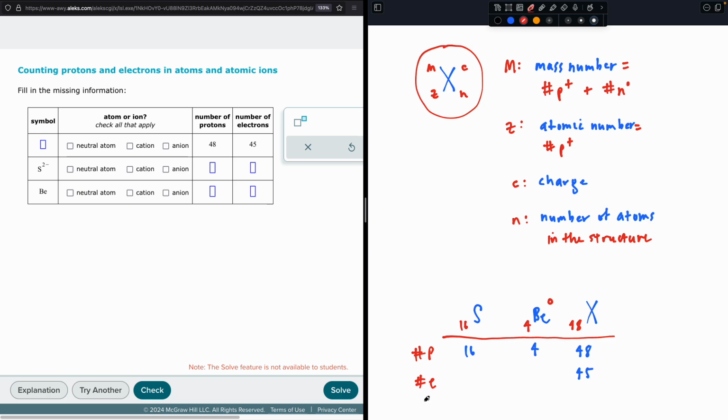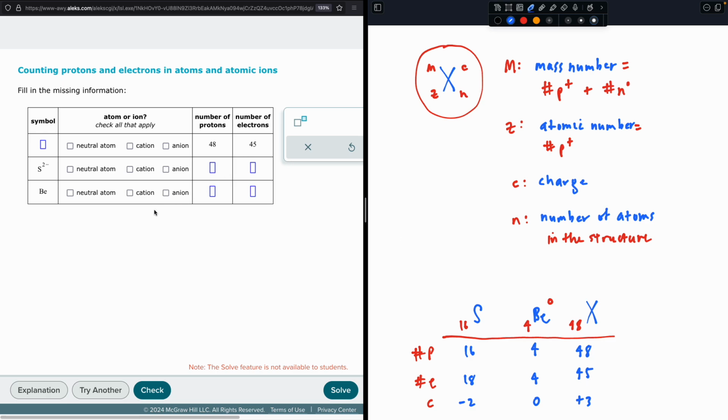Let's also add another column for charge. Now sulfur, the charge is -2, and so it must have extra electrons, so this must be 18. And in beryllium, we can see it's neutral because it's got that 0 there, right? Its charge is 0, and so it must have equal amounts of protons and electrons. And this last one has got more protons, so it looks like its charge is going to be +3. Look at that. Okay, this automatically has become more doable.